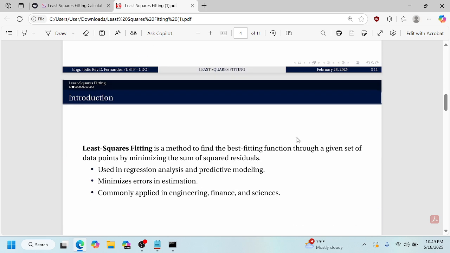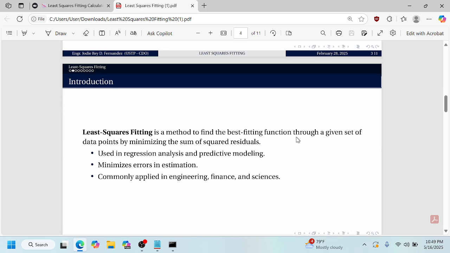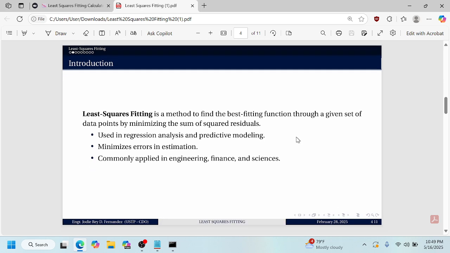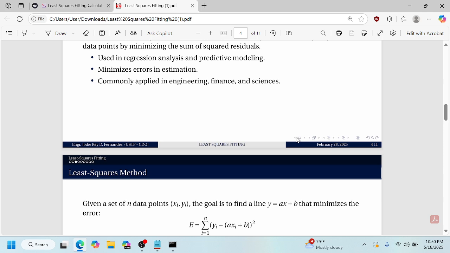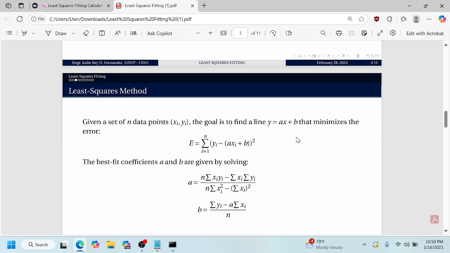Before we dive into the demo, let me quickly explain what the least squares method is. This method helps us find the equation of the best fit line for a given set of data points. The goal is to find a straight line in the form of y equals a times x plus b, where a is the slope of the line and b is the y-intercept.